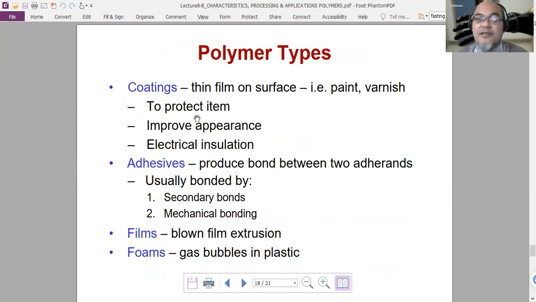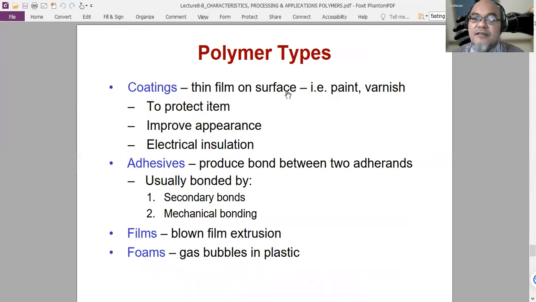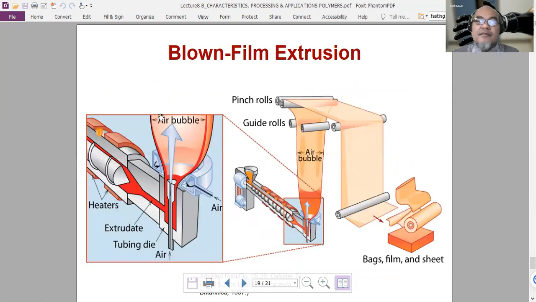Polymers can also be coated as a thin film on a surface like paint and varnish. This is used to protect an item, to improve appearance, and can also be used as electrical insulation. Polymer can be used as an adhesive to produce bonds between two adherends, bonded by secondary bonding or mechanical bonding. Polymer can also be made as films by using the blown film extrusion process, or as foams like gas bubbles in plastic.